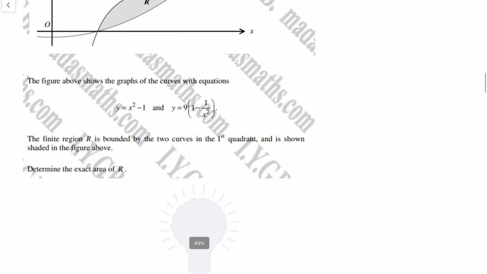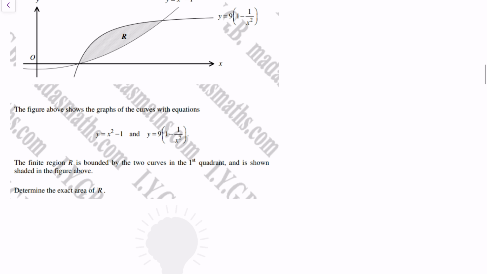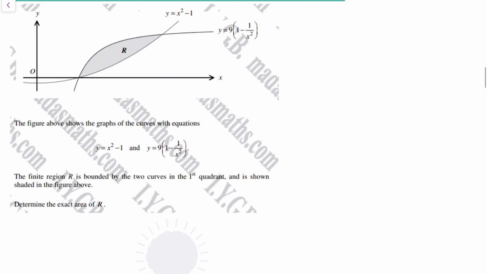Okay, next question. The figure above shows the graphs of the curves of the equations y equals x squared minus 1 and y equals 9 times (1 minus 1 over x squared) in brackets. The finite region R is bounded by the two curves in the first quadrant and is shown shaded in the figure above. Determine the exact area of R.